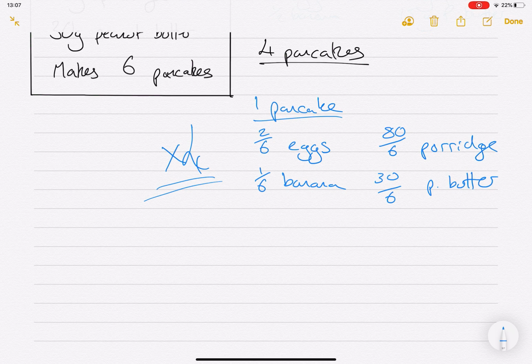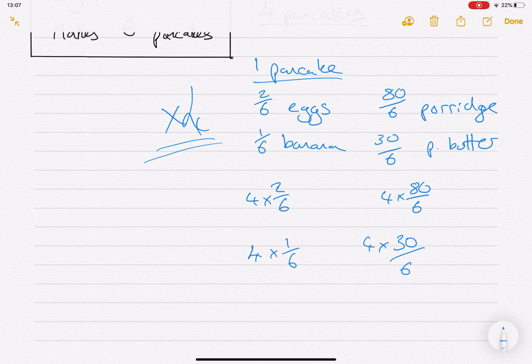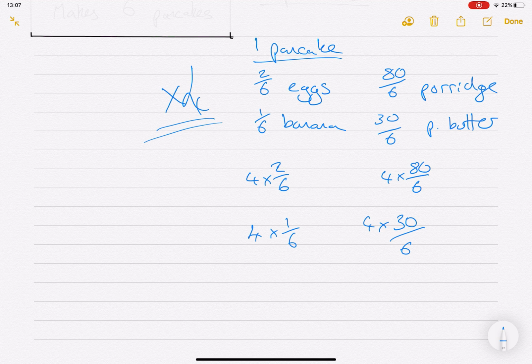So 4 times 2 over 6 for our eggs. We need 4 times 1 over 6 bananas. We need 4 times 80 over 6 for porridge. And then we need 4 times 30 over 6 for peanut butter. Now, when we simplify all of this, for the eggs, we're going to get 8 over 6. So that's the same as 1 1/3 eggs.